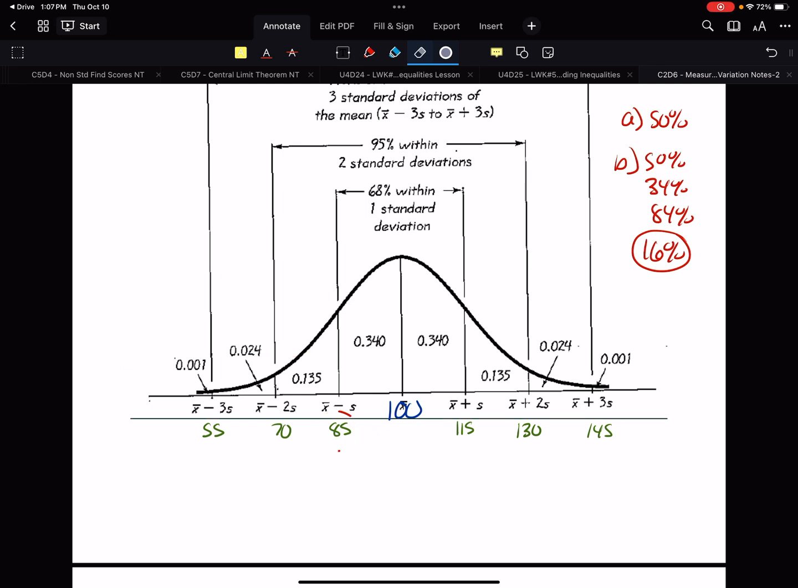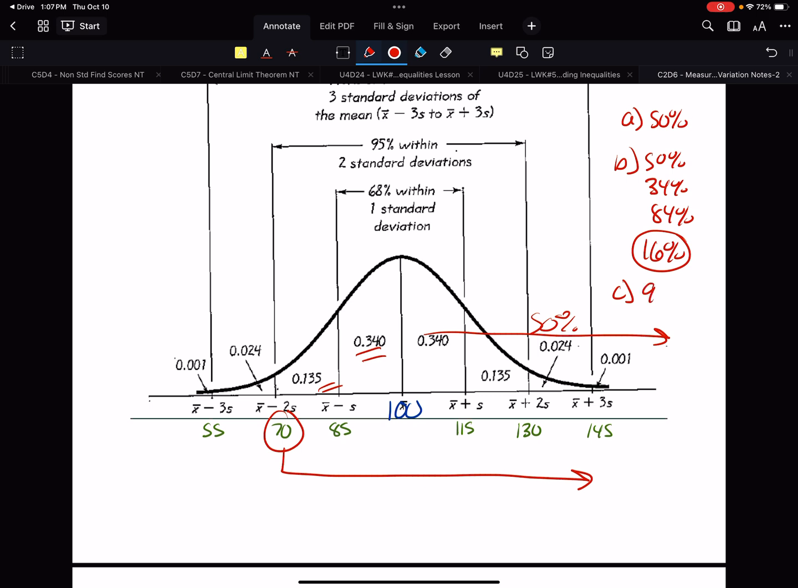All right. So if we go next, let's see. Next we got 70 or higher. We're here and we're going everything that way. So we got the 50%. All of this and this way is 50%. We got the 0.34 and the 0.135 to go with the 50. So adding 50%, 34%, 13.5%, we get 97.5%. So 97.5% in this situation of people have an IQ of 70 or higher in this scenario.